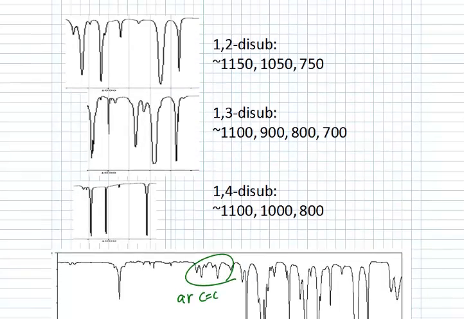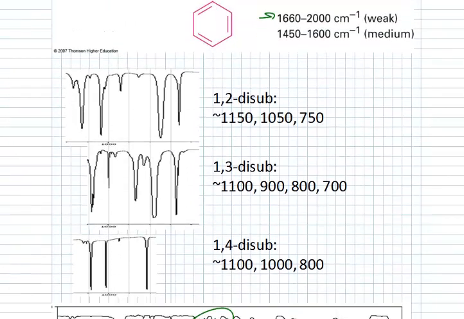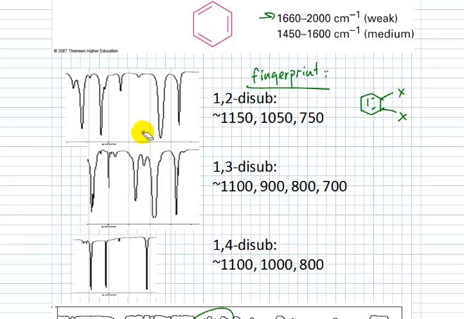One interesting thing that I will show you, though, is that in the fingerprint region, there are normally very characteristic sets of absorbances that can actually show you what the substitution pattern is on a benzene ring. So I have some just for examples. These are all di-substituted benzenes. So a 1,2 di-substituted benzene is where I have two substituents right next to each other. Absorbances around 1150, around 1050, and 750.